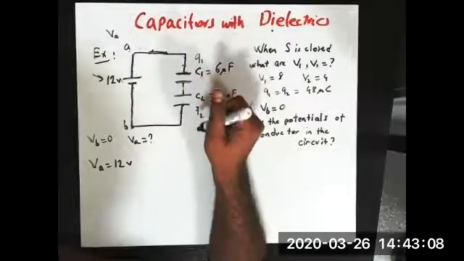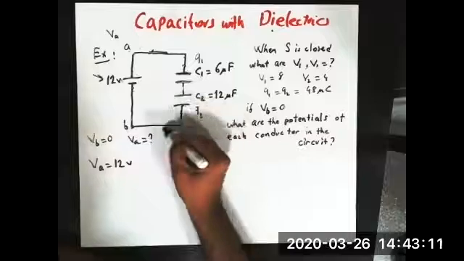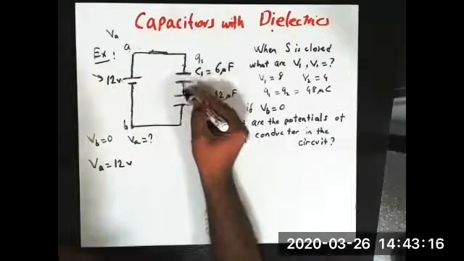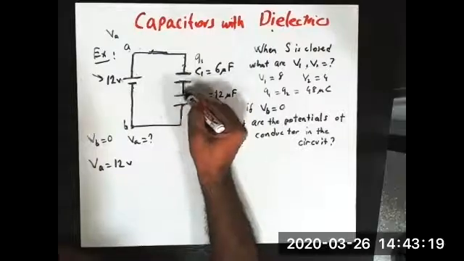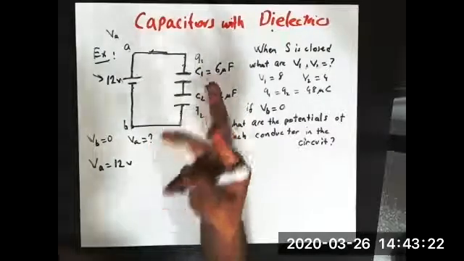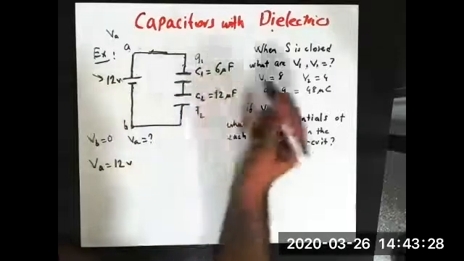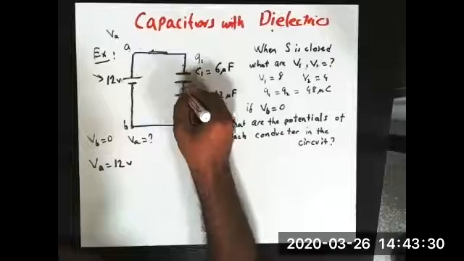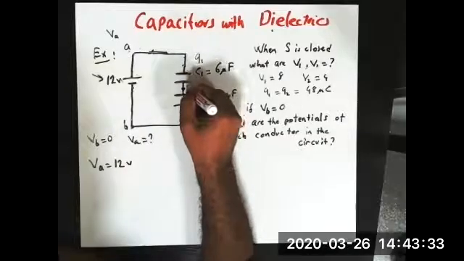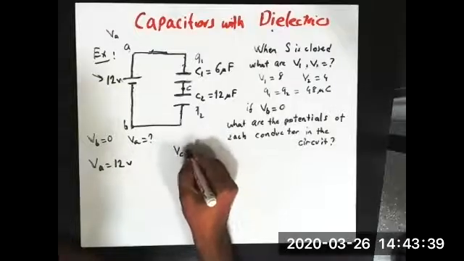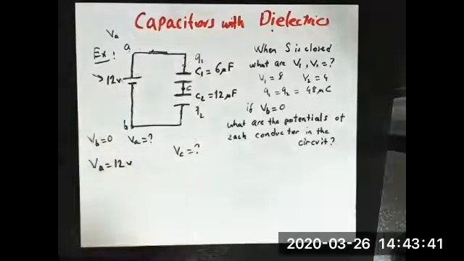Next, what is the third conductor over here? This piece is the first conductor. This piece is the second conductor. And this piece is the third conductor. There are three conductors in this circuit. And the question is, what is the potential of this conductor? Let's assign a point C over here and ask the question VC. What is VC? Any idea?